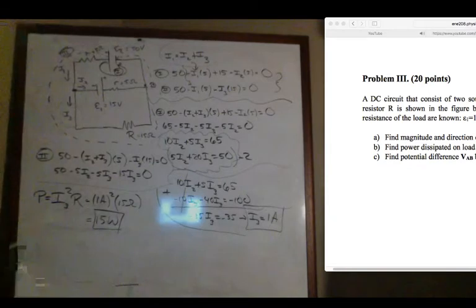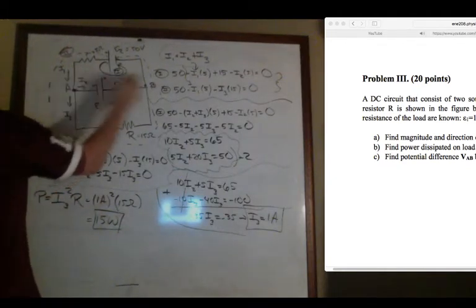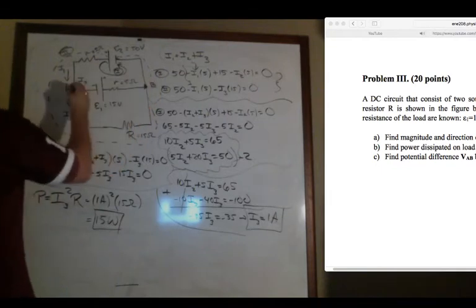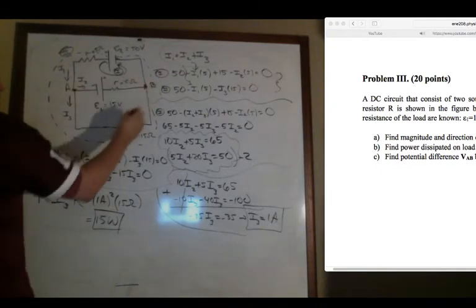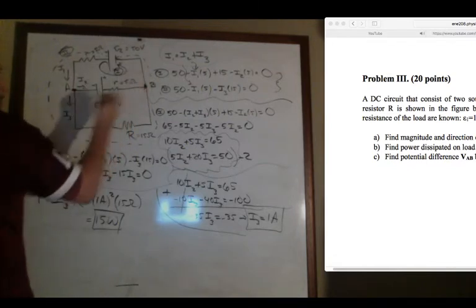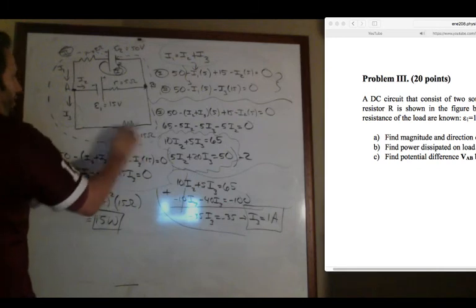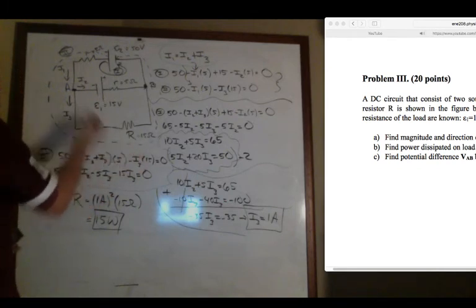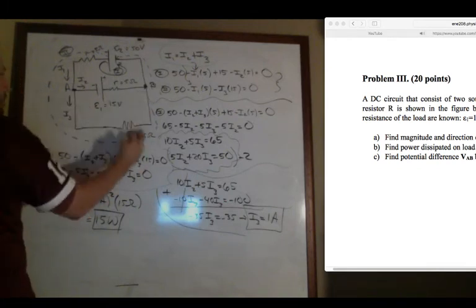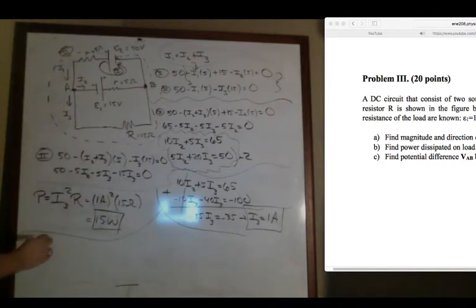And then finally part C. Part C says find the potential difference between points A and B. So here's point A, here's point B, and I just want to see what's the potential difference. What's the difference in potential between A and B? All that's going on is this resistor right here is sucking up some voltage. And so all I want to do is see how much voltage this resistor sucked up. And so for part C, you guys see that?